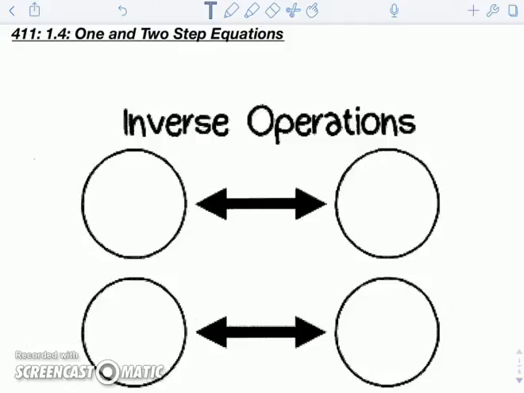Section 1.4 looks at solving one- and two-step equations. Before we can start solving equations, we're going to talk about inverse operations. These are going to be the tools that we use to solve equations. An inverse means it undoes what's being done in the one operation. Operations, I'm talking about our four main operations of adding, subtracting, multiplying, and dividing, but we're also going to touch on a few other operations we can do when we're solving equations.